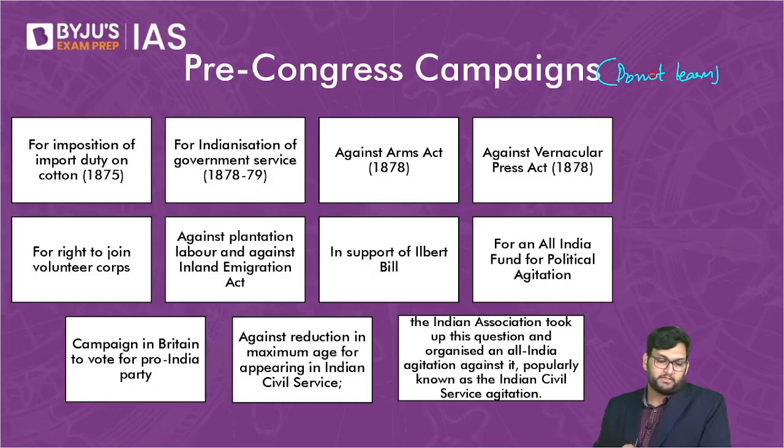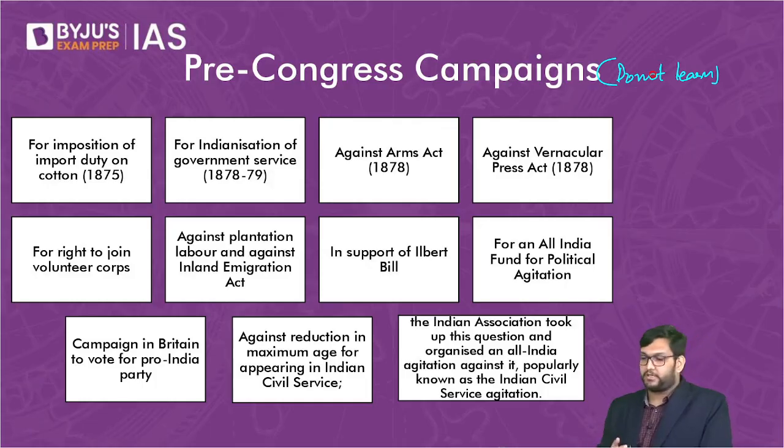They wanted the right to join Volunteers Corps in the war, against the Plantation Labor and Immigration Act, that there should be no exploitation of plantation labor. They will support a bill which is called the Ilbert Bill, which I will discuss with you later. Ripon introduced it, where an Indian judge could try a European.